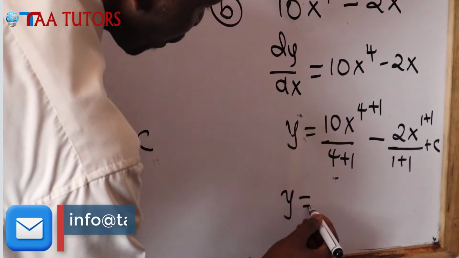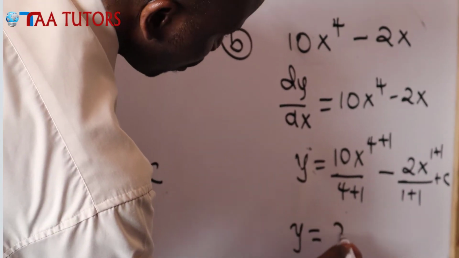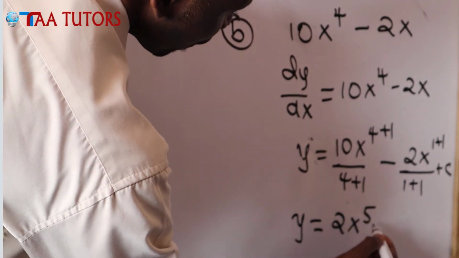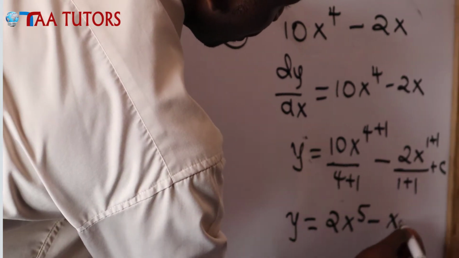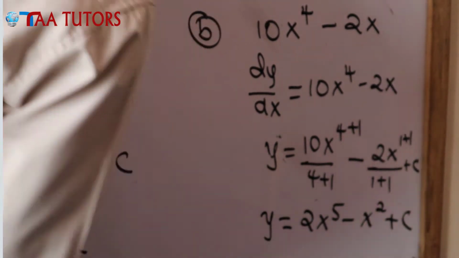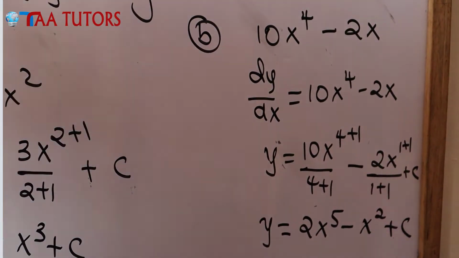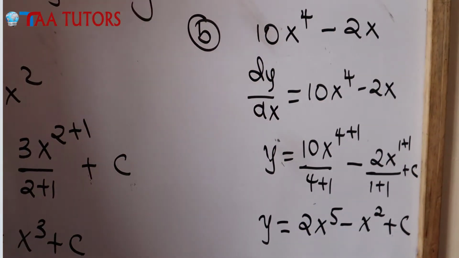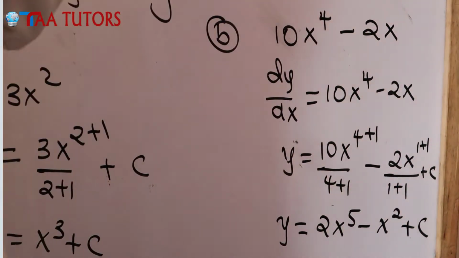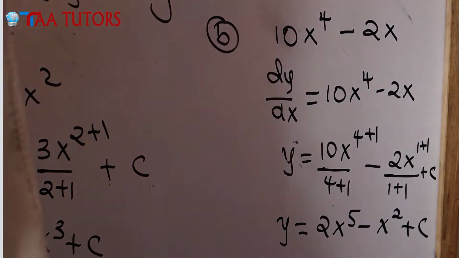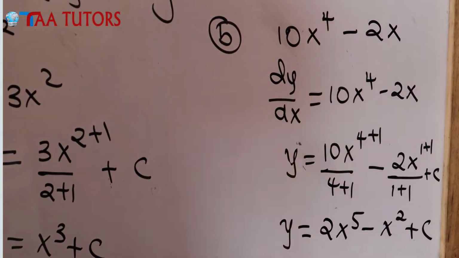So y in this case will be 10 divided by 5 is 2, so it will be 2x to the power 5 minus 2 divided by 2 is 1, so x to the power 2, plus c. That is what we have if we integrate those particular functions. You realize that if you have a polynomial, you just integrate each of the terms forming that part. We integrate it in parts.